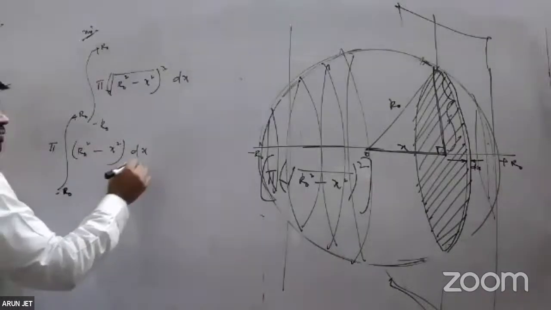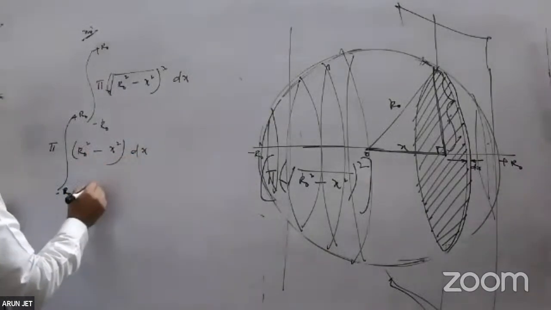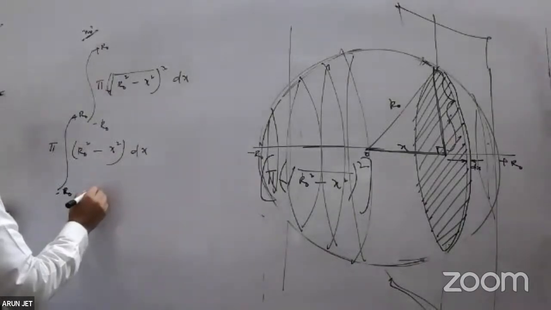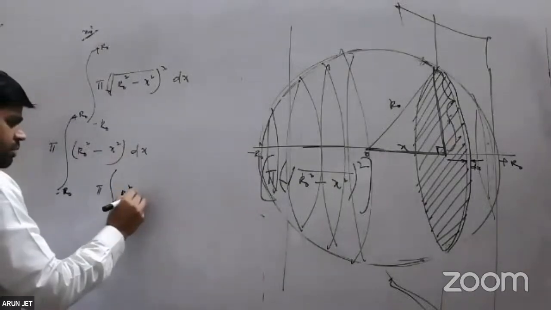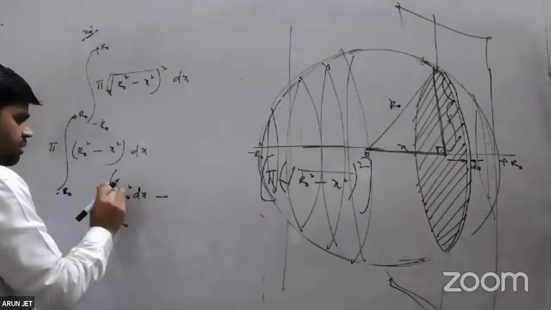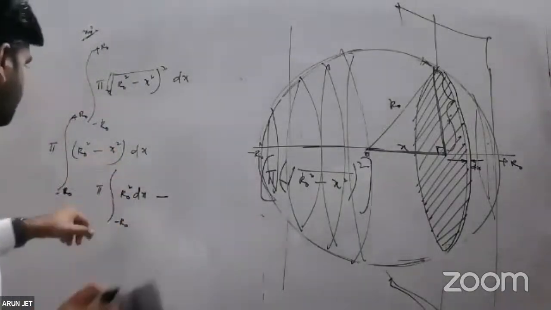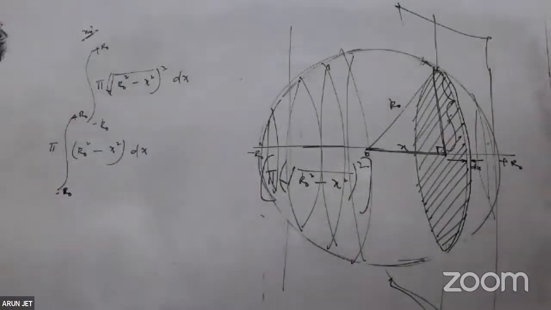So pi times r square minus x square dx. What is the integral of r square dx? Students, can you integrate this? R square minus x square dx. How do you integrate it?